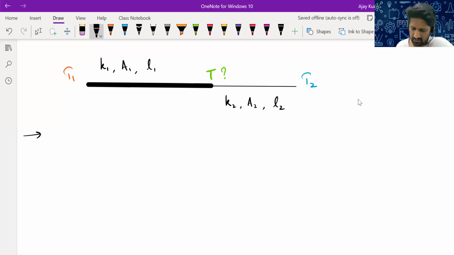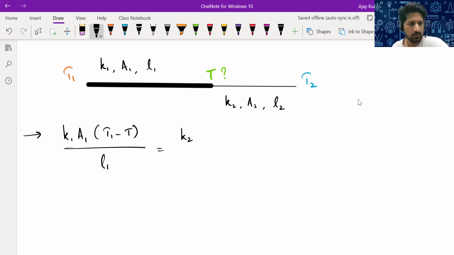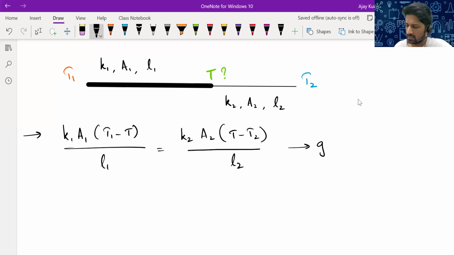Okay. So you can write heat current in the first rod. This is one way to proceed. Heat current in the first rod will be K1 A1, I'm assuming current from left to right, so (T1 minus T) divided by L1 should be equal to K2 A2 (T minus T2) divided by L2 in the second rod, assuming it is to the right. By solving this, you can get the temperature T first.